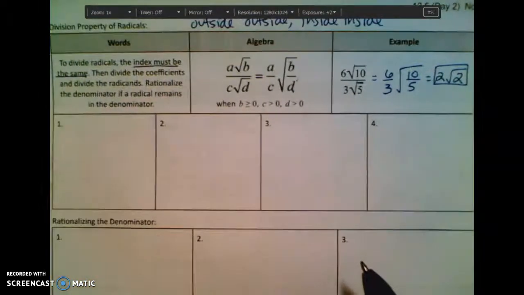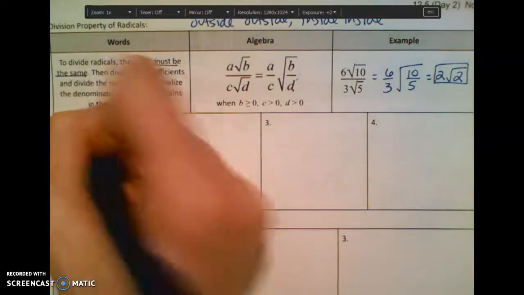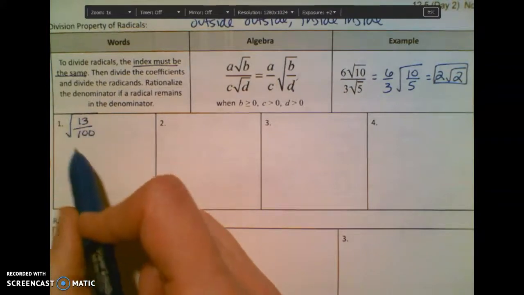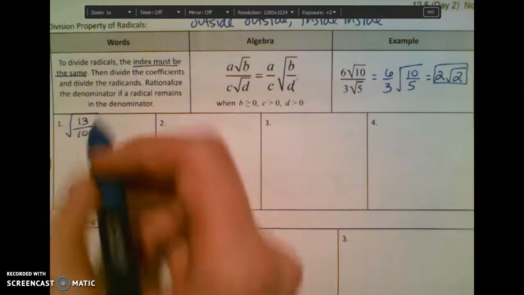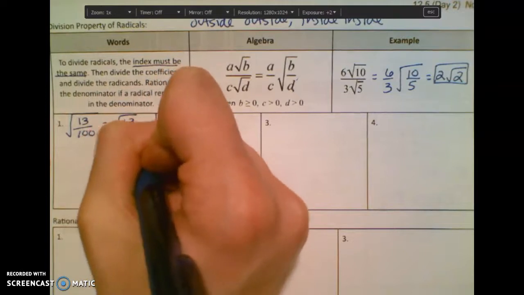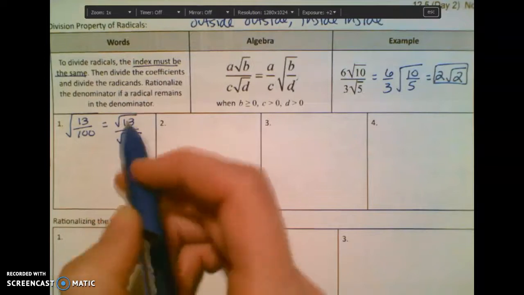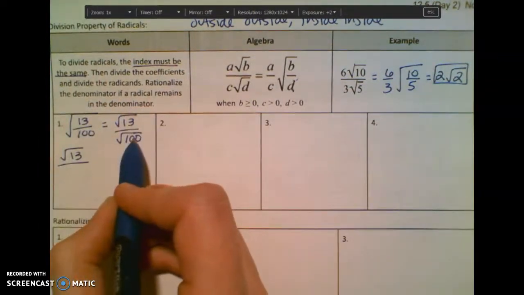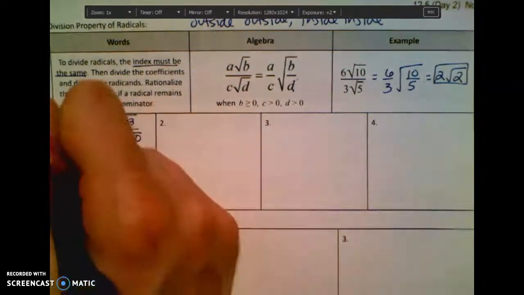Let's try a couple. First one, the square root of 13 over 100. So whenever we have one big square root, we should always check to see if we can reduce the numbers inside. 13 over 100, can that be reduced? No. So we can actually write this as the square root of 13 over the square root of 100. Square root of 13, well 13 is prime, so we can't do anything with that. So I'm just going to bring it down here. But the square root of 100 is what? 10. So the square root of 13 over 10 is our answer.